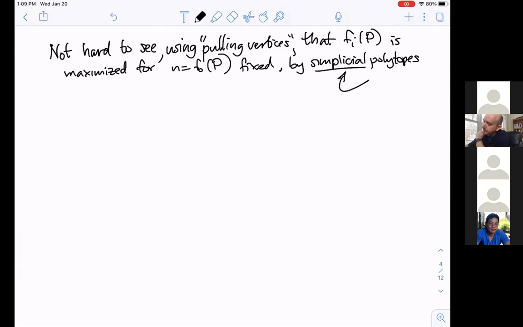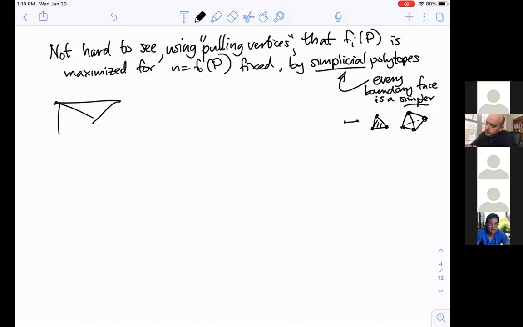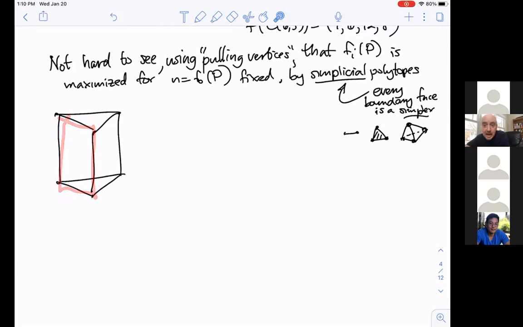What's a simplicial polytope? I have to define this. It means every boundary face is a simplex. And what's a simplex? It's when you have the minimum number of vertices to actually make a face of that dimension. So it's a d-dimensional polytope with d+1 vertices. So for example, this prism, that's a polytope, but it's not simplicial because these faces are fine. Those are simplices. Triangles are simplices, but these quadrilateral faces, those are not simplices. This is not simplicial.